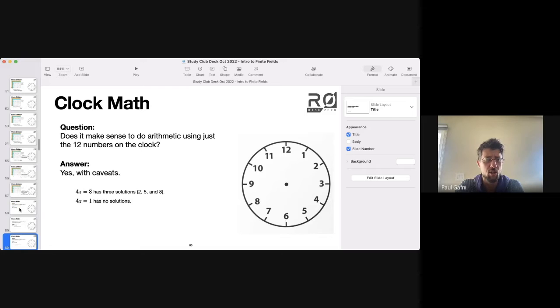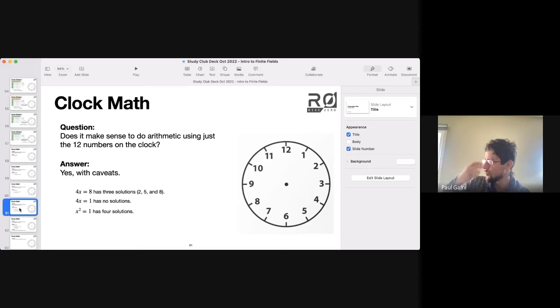So here's what I mean by those caveats. In fact, I have a surprise one here. 4x equals 8 has 3 solutions. 4x equals 1 has no solutions. X squared equals 1 actually has 4 solutions on this clock. So if you're finding the pacing to be a little bit slow and want an arithmetic question to pursue on the side while I'm talking, feel free to try to find the 4 values on the clock that have the property that their square is equal to 1.